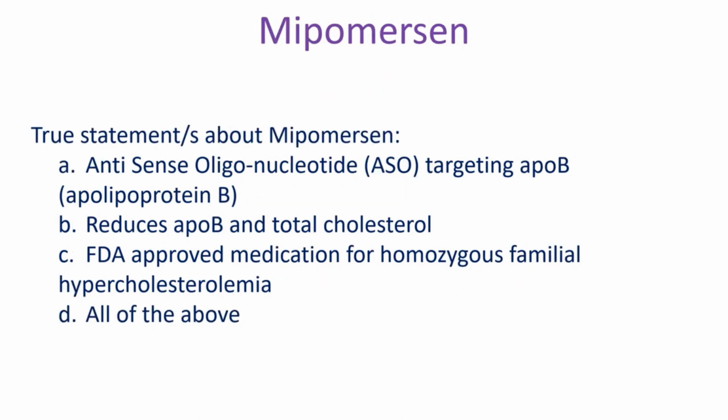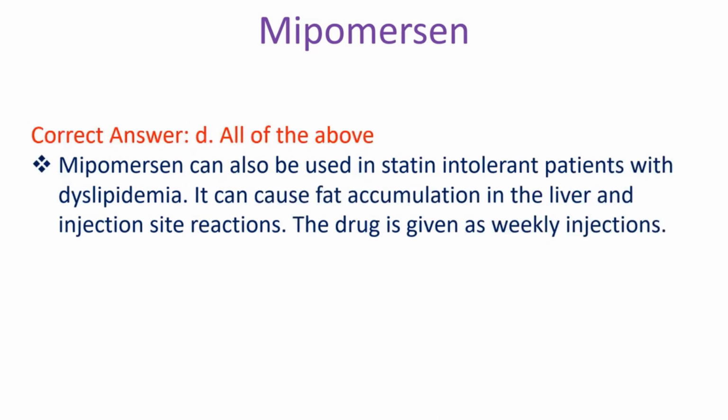True statement about Mipomersen. A. Antisense oligonucleotide targeting ApoB. B. Reduces ApoB and total cholesterol. C. FDA approved medication for homozygous familial hypercholesterolemia. D. All of the above. Correct answer D. All of the above. Mipomersen can also be used in statin intolerant patients with dyslipidemia. It can cause fat accumulation in the liver and injection site reactions. The drug is given as weekly injections.